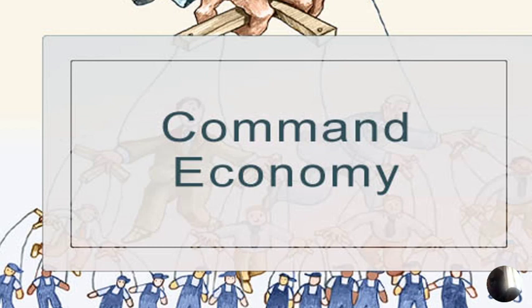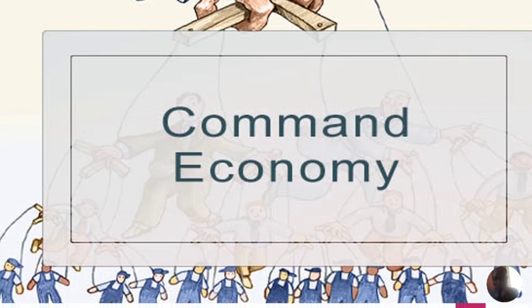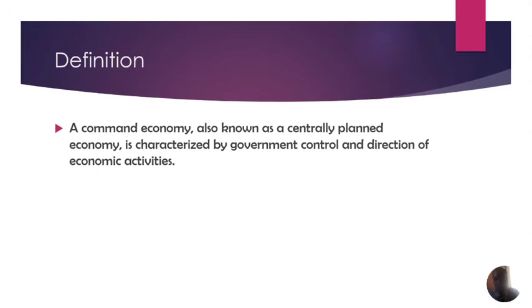This is my system. We're going to be taking you through command economy. So let's get started. Command economy, as you know, is also known as the centrally planned economy. It's characterized by government control and direction of economic activity. So we are looking at a system that is controlled by the government, which means the government is the sole owner of this system, whereby they are the ones who answer the questions: what to produce, how to produce, and for whom to produce. Everything is centrally planned by the government. The government controls the direction of economic activities.